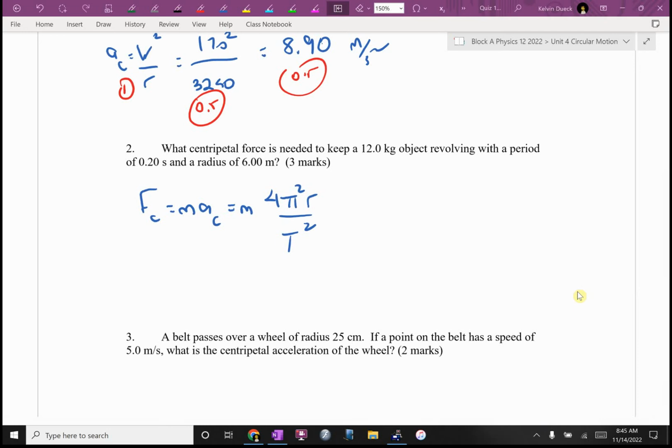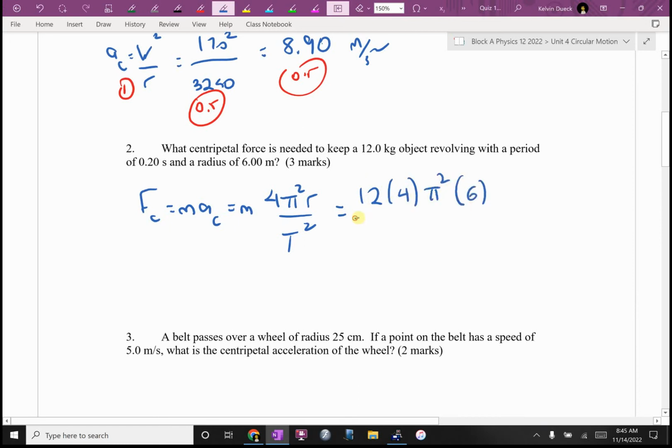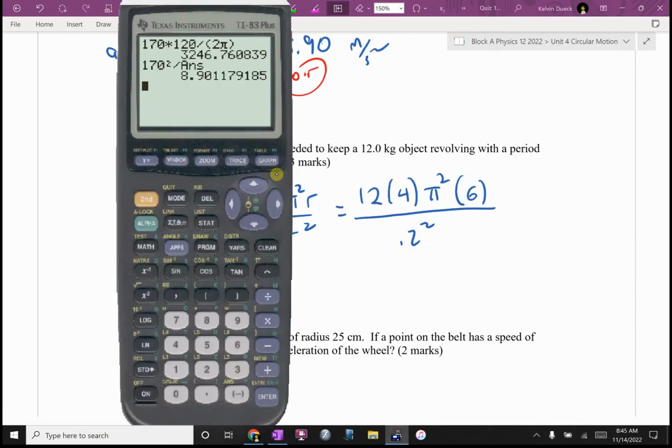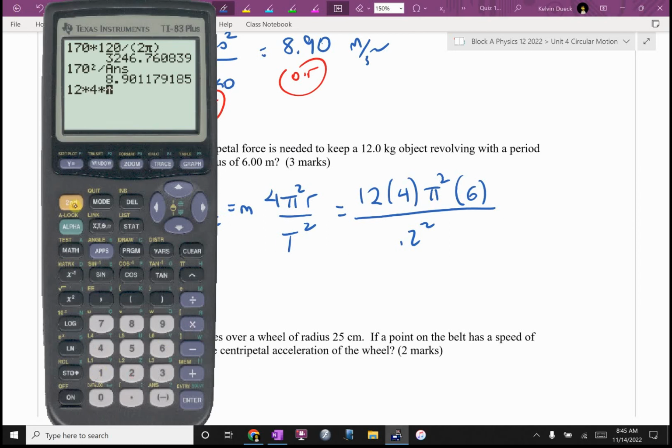Hey, now it's plug and chug. What is the mass? Yep. And then it's going to be times 4 pi squared. What's R? 6 all over. What's the period? How long does it take to go around once? Don't forget the squared on the T. 12 times 4 times pi squared times 6 divided by 0.2 squared. Holy, is it 71,100 if I go to 3 sig figs?